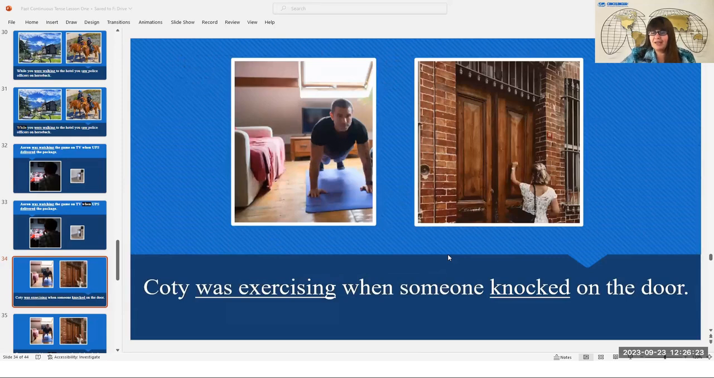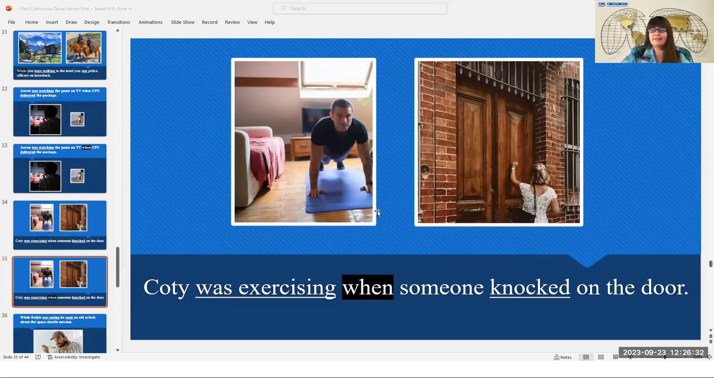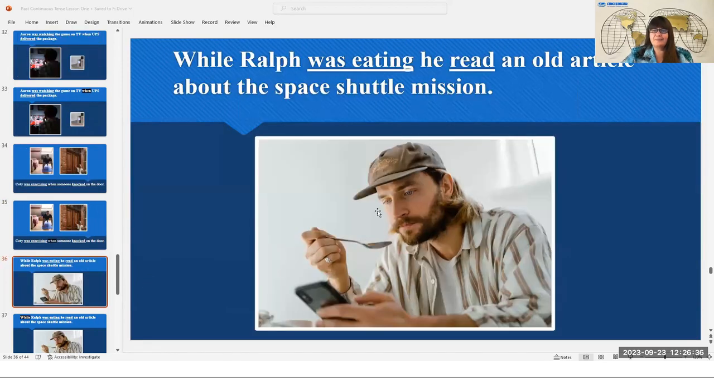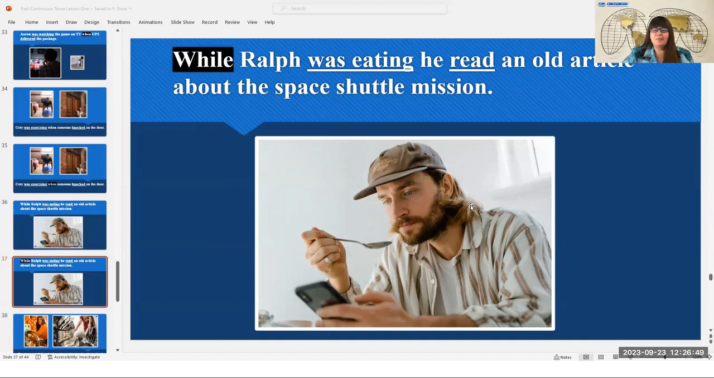Cody was exercising when someone knocked on the door. So he was exercising when someone knocked on the door. While Ralph was eating, he read an old article about the space shuttle mission. Okay, we have another example with while.